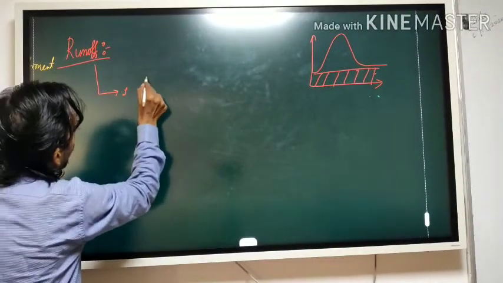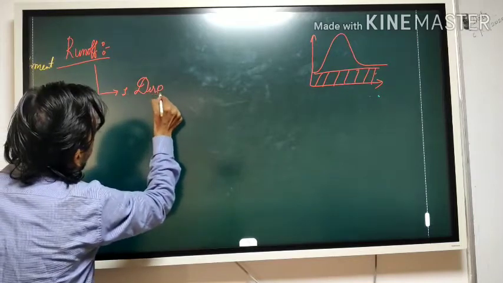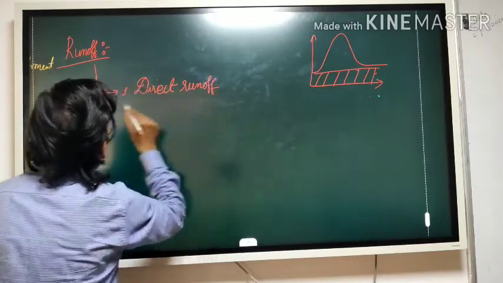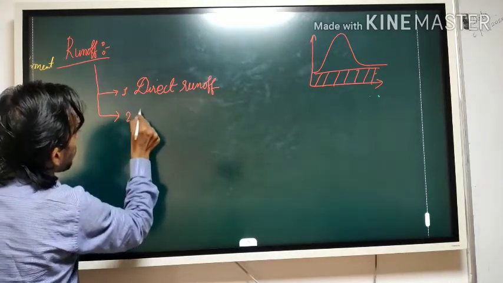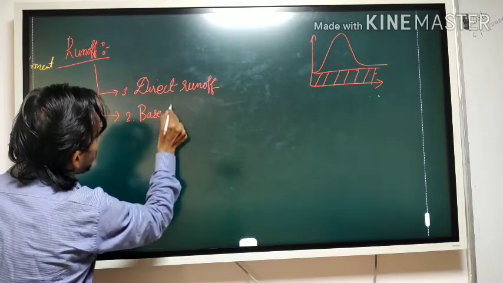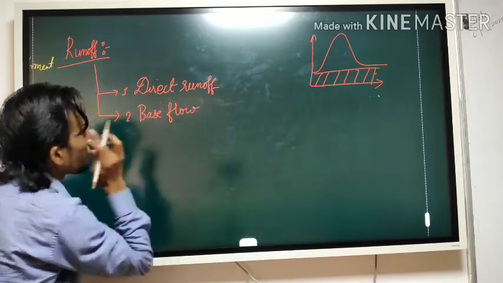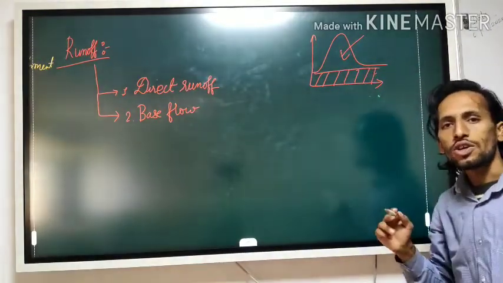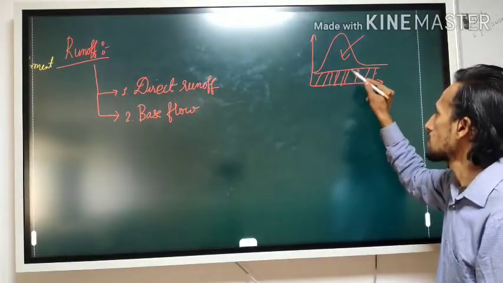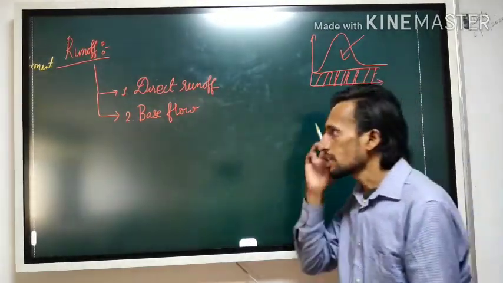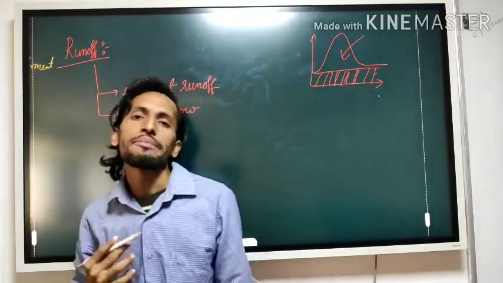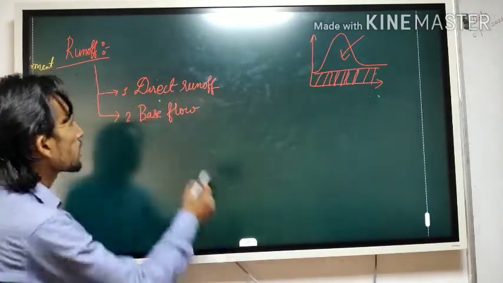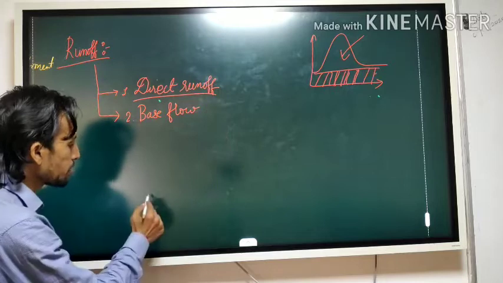The first part is called direct runoff and the second is called your base flow. This unshaded part of the hydrograph is your direct runoff and this shaded part is your base flow. So what do you basically depict from this word direct runoff? Let me draw a diagram again.